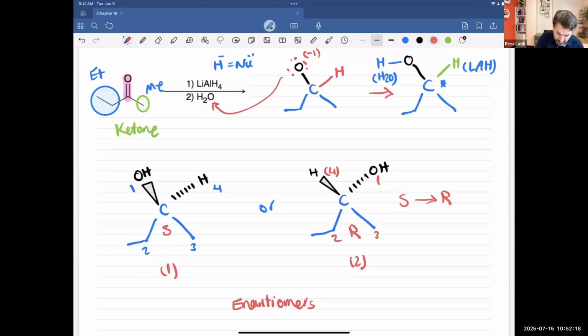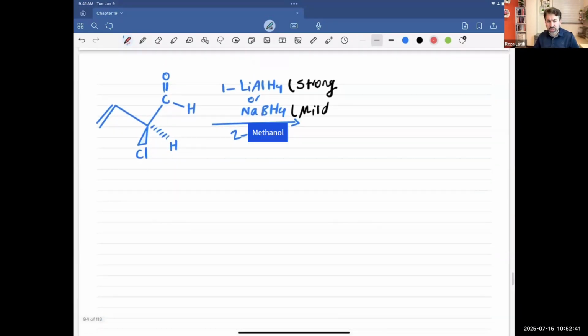Now, I said I started with a ketone and I got an alcohol. If you look at the alcohol that we got, it is a secondary alcohol. Okay, we have a carbon that's attached to two carbons, and there is one OH sitting on it. From a ketone we got a secondary alcohol. Now, what if we start with an aldehyde?